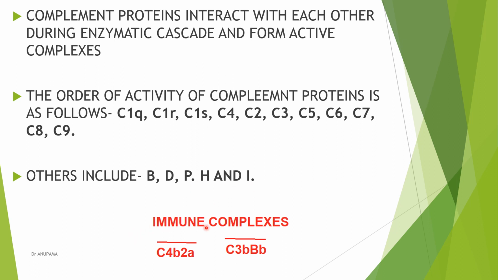When active complexes are formed, we put a bar over them. For example, C4b combines with C2a to form the C4b2a complex, which is enzymatically active. C3b joins the Bb fragment, which is enzymatically active.